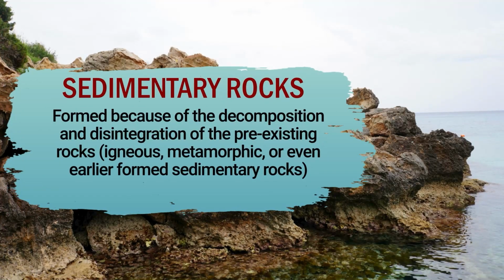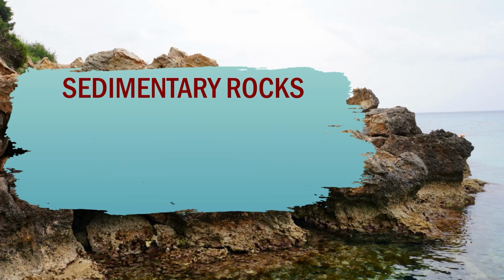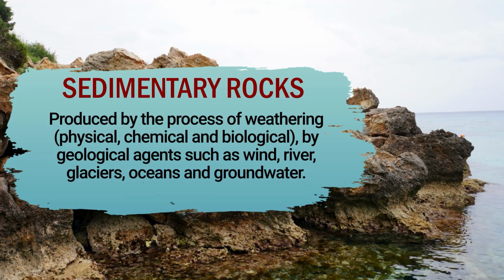They are formed from the decomposition and disintegration of pre-existing rock. Decomposition means composition change, disintegration means mechanical breakdown. And the pre-existing rocks may be igneous, may be metamorphic, or even may be sedimentary rocks itself. And they are produced by the process of weathering. As you know, weathering can be physical, chemical, biological. They can also be formed by geological agents such as wind, river, water, glaciers, oceans and groundwater.